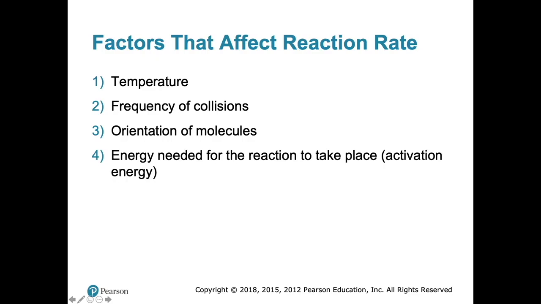And then, of course, the orientation of the molecules. It turns out that these molecules have to be in the perfect orientation for their p orbitals to overlap to make a new compound. So they also have to be in the correct orientation. If there are more collisions, there's a higher chance that the orientation of the molecules will be correct to proceed with a reaction.